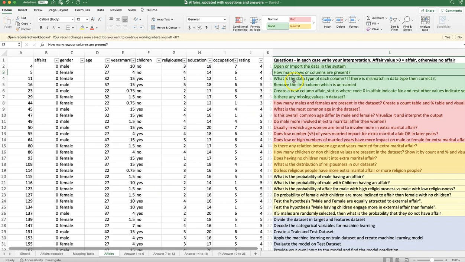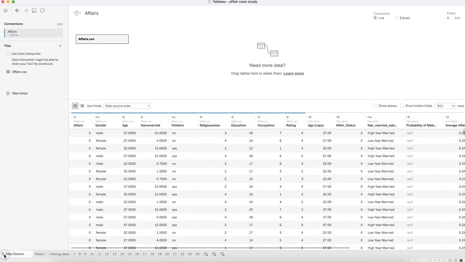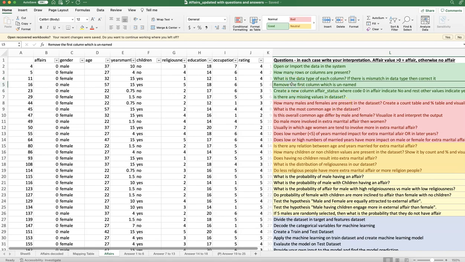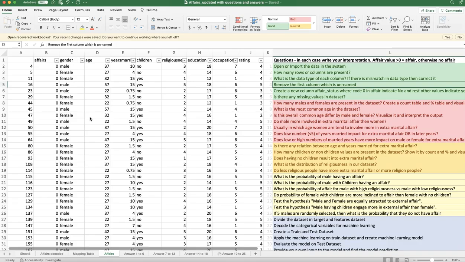Next: what is the data type of each column? If there is a mismatch in the data type, then correct it. So we can go back here and check that affairs is a count, this is text, this is numeric, this is numeric, this is text, numeric, and so on, till here, because this is all calculated, as you can see the equal to sign is present. So till here all the data types are correct. Remove the first column, as I suggested: click over there and hide it.